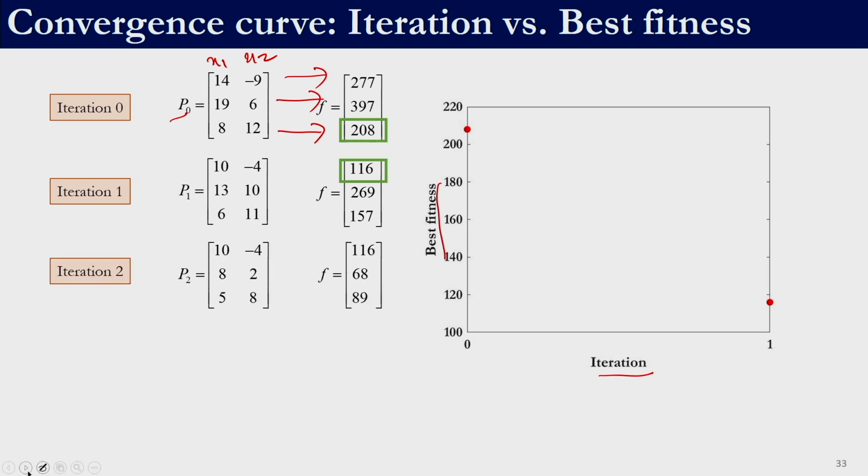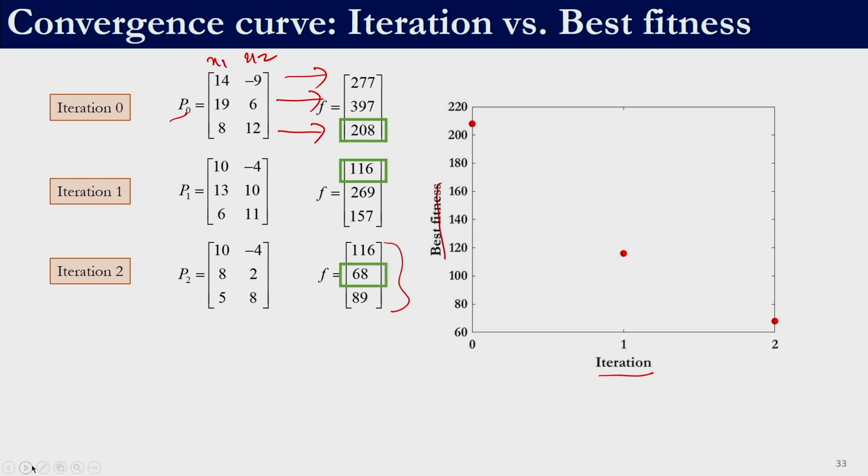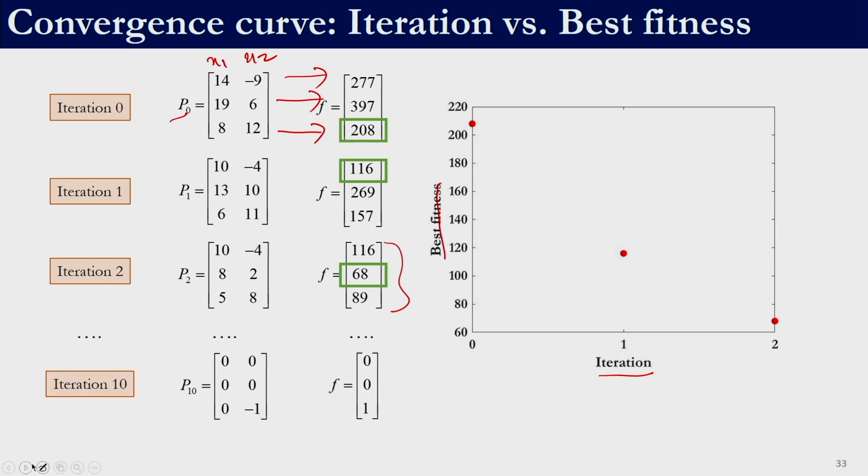So, at the end of iteration 2, let us say this is the fitness function value, the best value here is 68. So, we plot that 68 over here and then we keep doing it, and say at the end of iteration 10 we have these fitness function values, right, 0 0 1. In this the least one is 0, it does not matter whether you take this 0 or this 0, right, we are not plotting the solutions, we are plotting only the fitness function value, right.